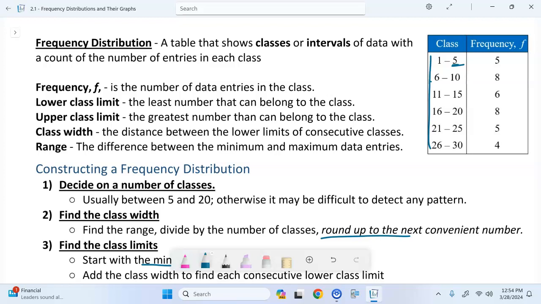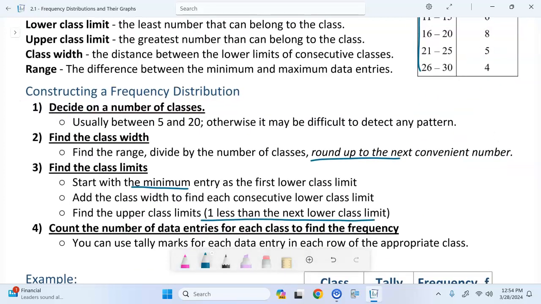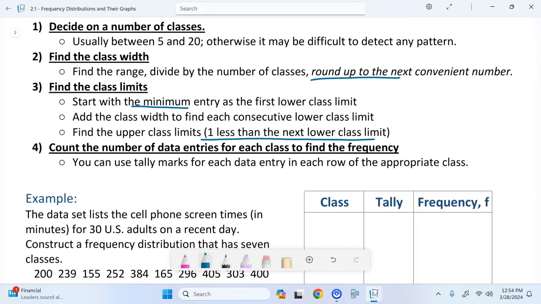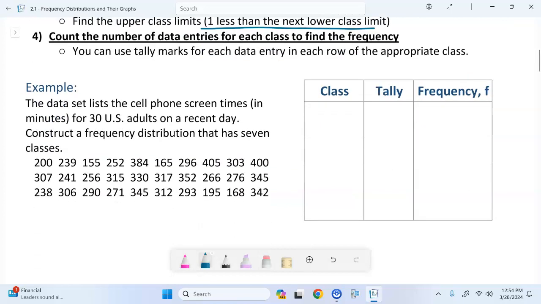So we have to have our first group go all the way up to 5, so then the next one starts at 6 and goes all the way up to 10, and the next one starts at 11. So we don't want to leave any gaps. So it's usually one less than the next lower class limit. Once we've got all our class limits, then we just count up the data and see how many data values go in each group. Once we have that tallied, we can total to get our frequency.